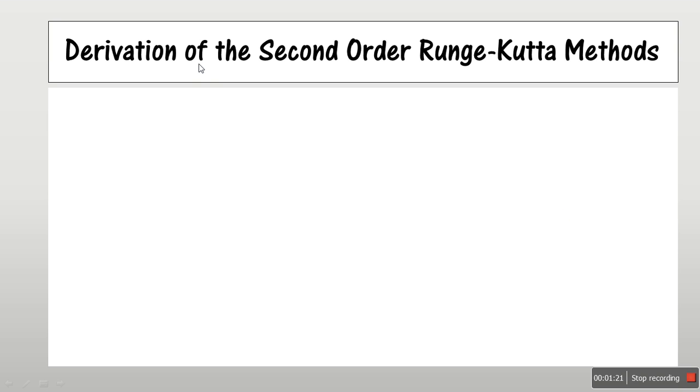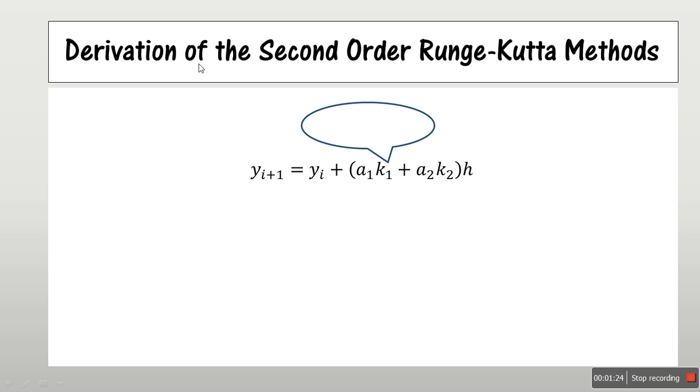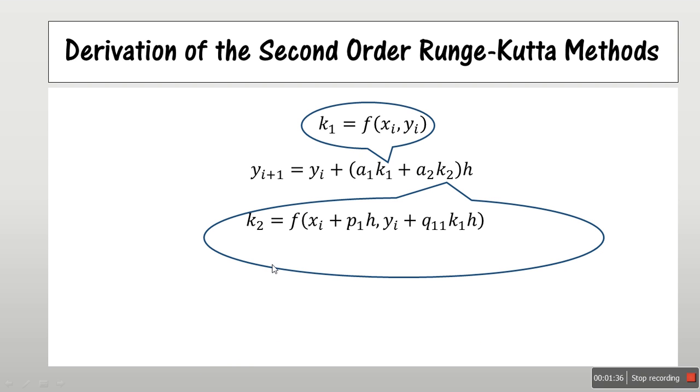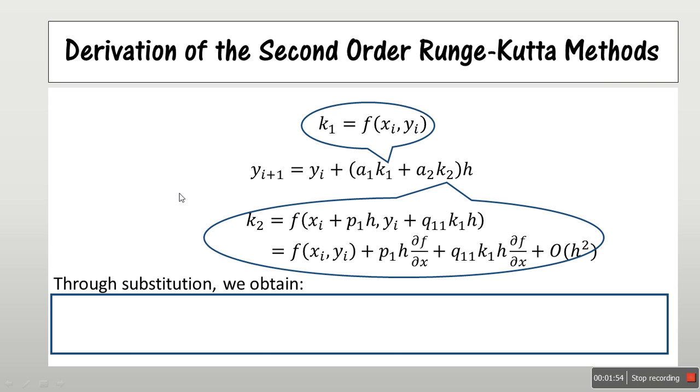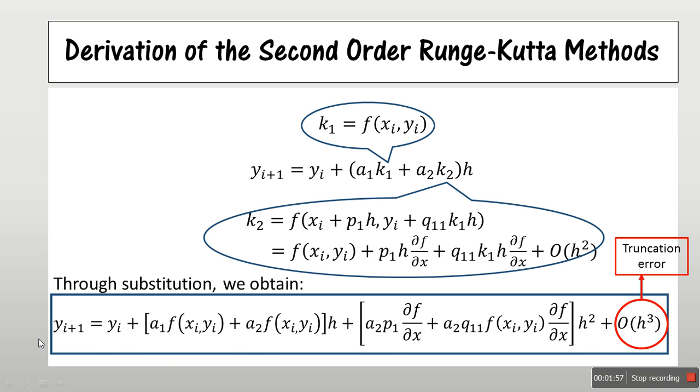So we continue with the derivations of the second order Runge Kutta methods, where this is the general form of the equations. The k1 we substitute inside the general equation, which k1 is obtained from the previous slide, and the k2 we obtain from this ordinary differential equation. We are comparing with the Taylor series after expansion. We substitute inside the general form of equation. From the substitutions, we obtain these equations with the truncation errors.